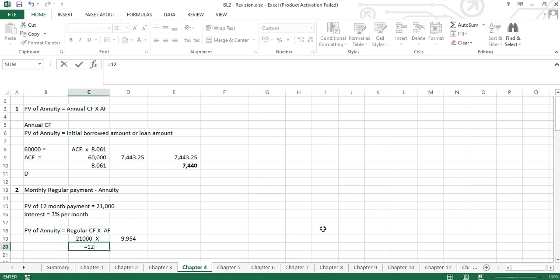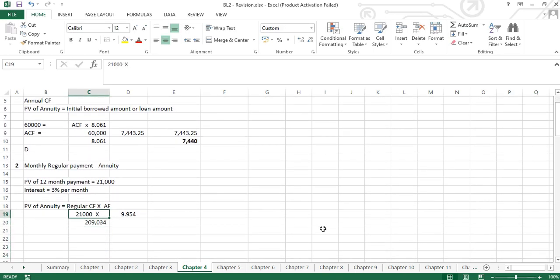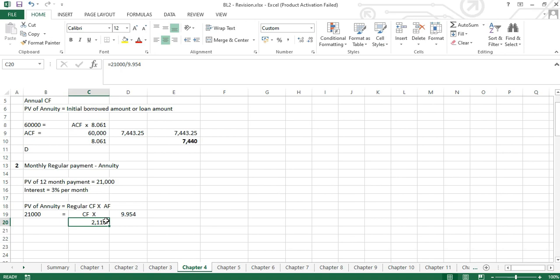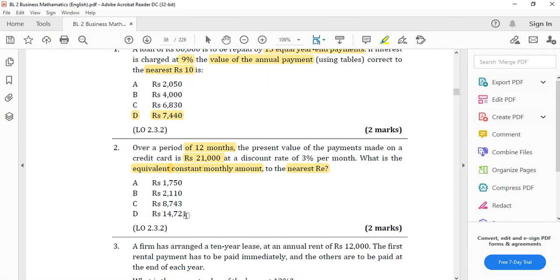So the answer will be... this is not 21,000, sorry. So basically this is the regular cash flow multiplied by this, which is equal to 21,000. So 21,000 divided by 9.954 is 2,110, and they've asked for the nearest rupee. So 2,110, the rupee value is 0, so no worries. You can simply go with answer B.